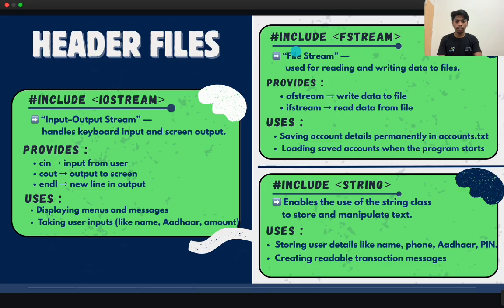And then #include fstream. This header file is used for file handling. It helps us to write data into a file and read data from a file, so that permanent storage of information becomes possible. And then #include string. This header file is used to handle string data such as names, phone numbers and Aadhaar numbers. So we can easily store and manage text based information in the program.